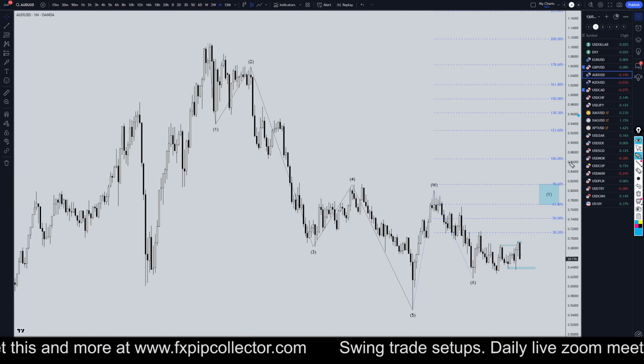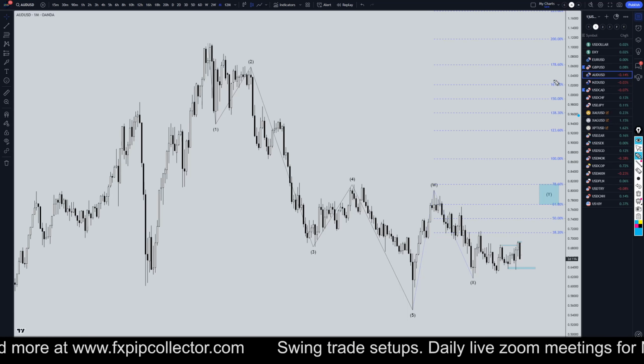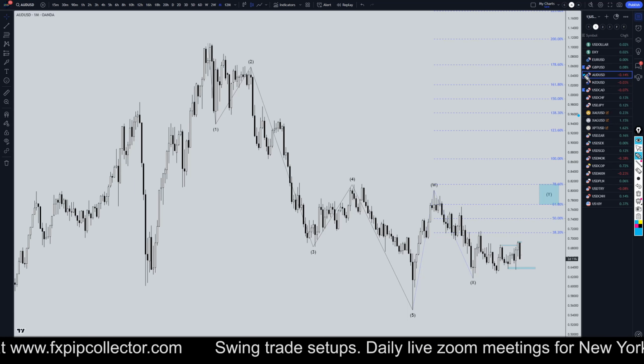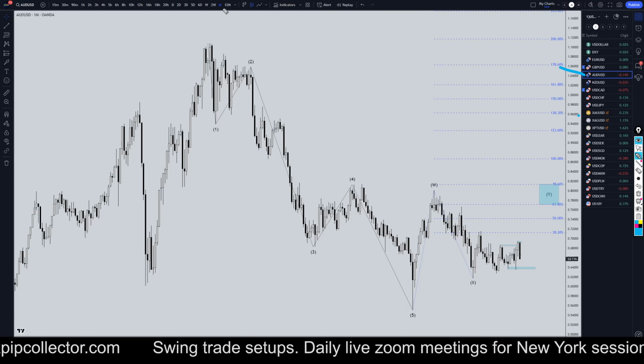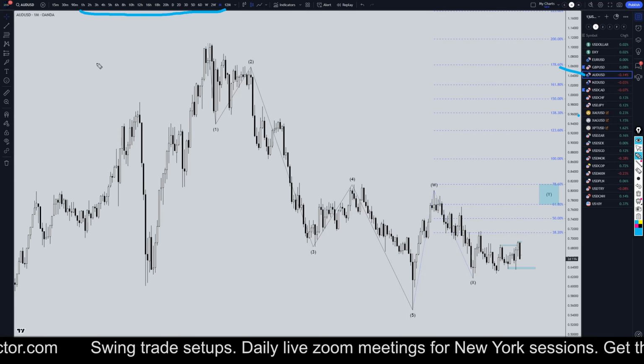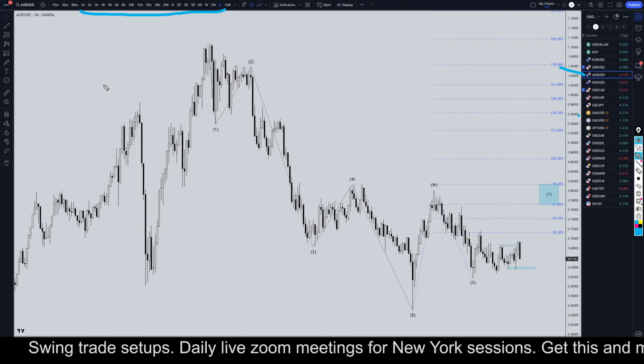Today is Tuesday, October 29th, and I'm going to be analyzing the Aussie US dollar starting on the monthly, working my way all the way down to the 1 hour time frame for the full top-down analysis.